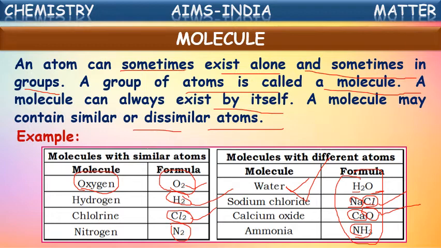The difference between these molecules and those molecules is that nitrogen, hydrogen, chlorine and oxygen molecules are formed by combining similar atoms, whereas these other molecules are formed by combining different atoms. This is called a molecule.